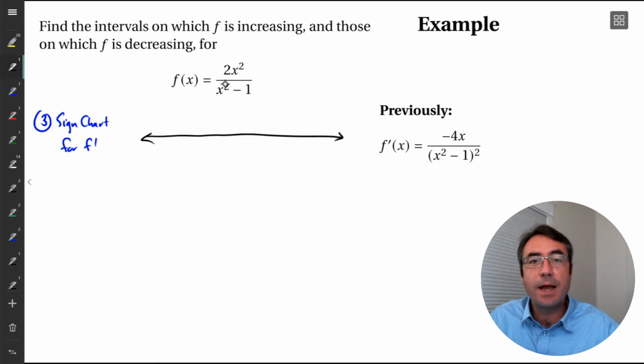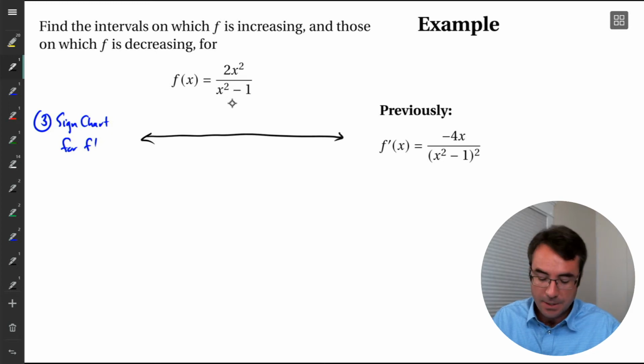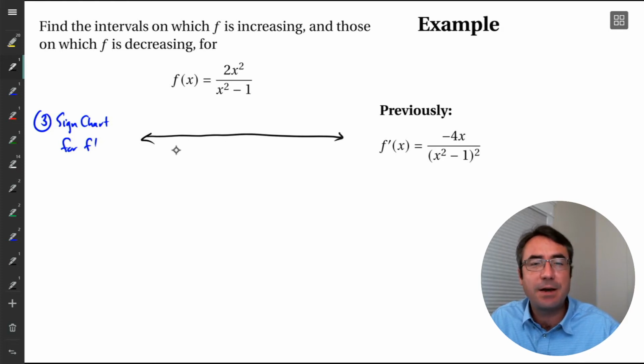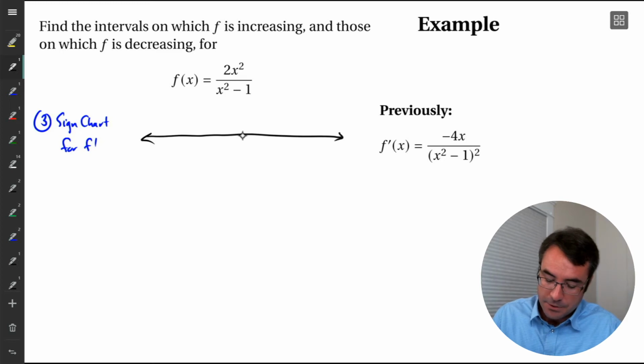And it's a rational function. So that means the domain is almost all real numbers except where the denominator is equal to 0. So it's this entire number line. And then let's just plot those x values that we found from before. So we found what? x equals 0, x equals negative 1, and x equal to positive 1.